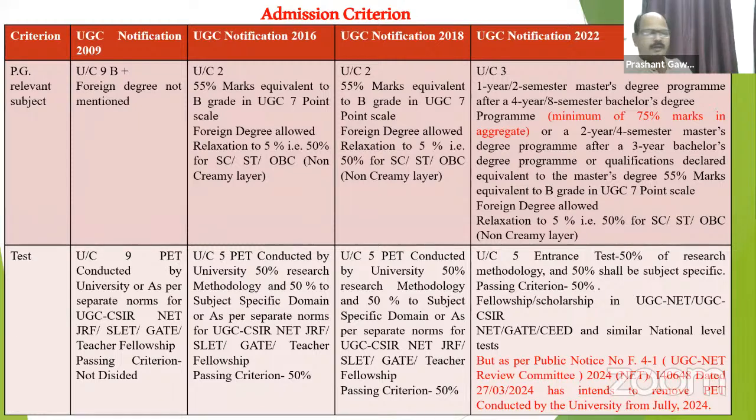Foreign universities are allowed relaxation as per the reservation policy of the state, that is 5%. That needs only 50% for SC, ST, OBC, that is under the non-creamy layer category. The non-creamy layer category is again removed and redefined by the state government.